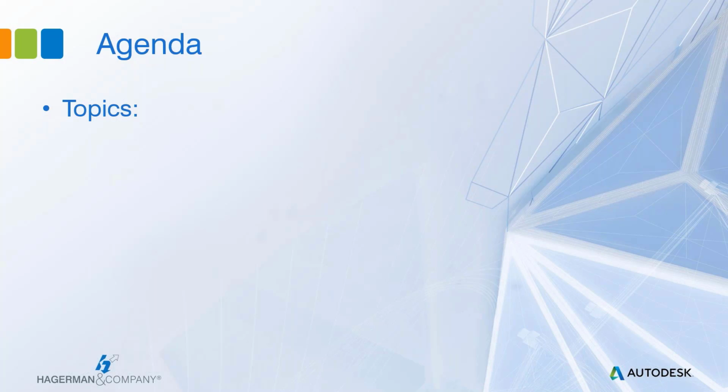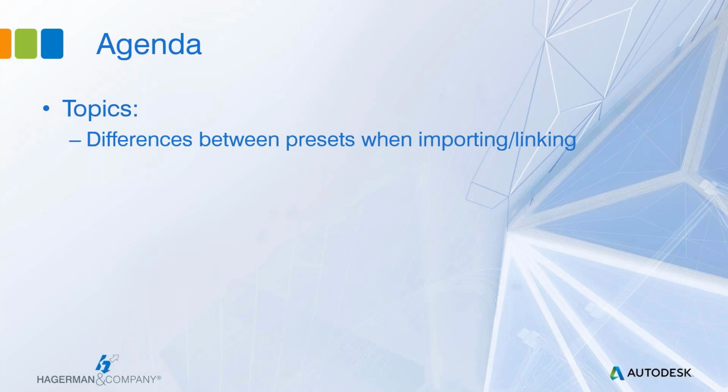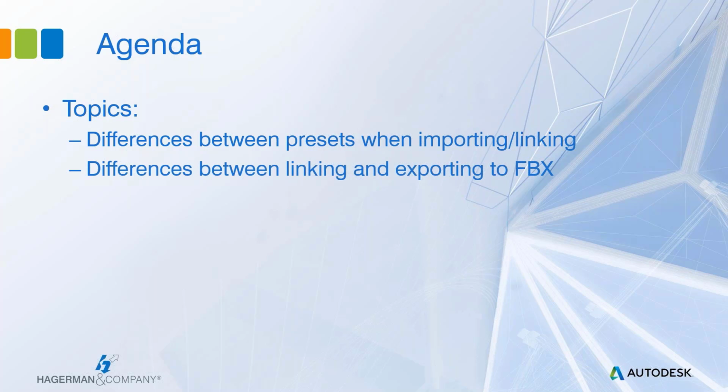Here's our agenda. First, we are going to cover the presets that can be used when linking a Revit file into 3ds Max. Each preset will treat the imported geometry a little bit differently. As for the file itself, you can link in a Revit file directly or export an FBX file and bring that in. We will look at a couple of differences between those two methods.